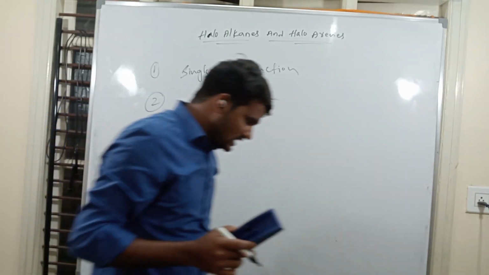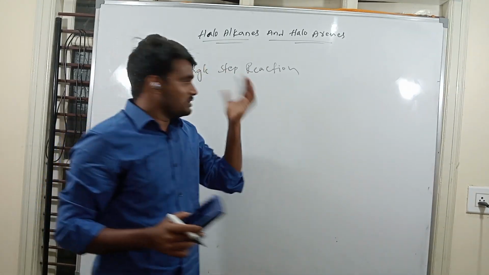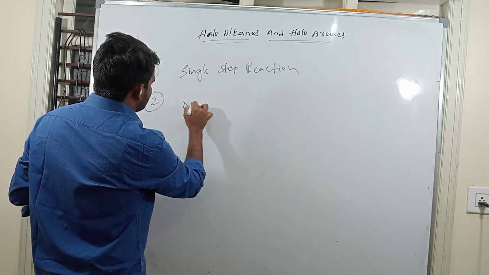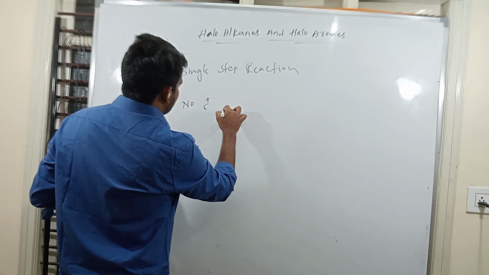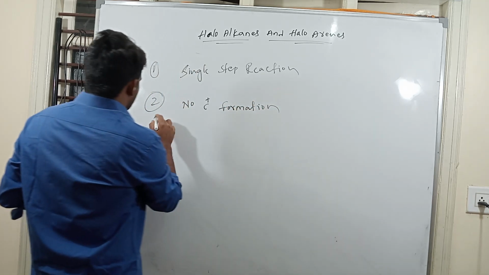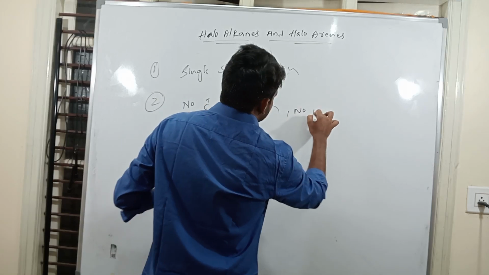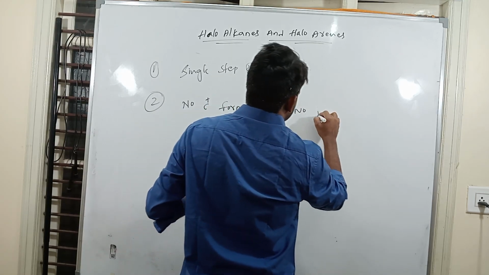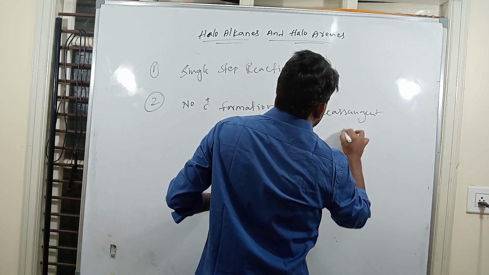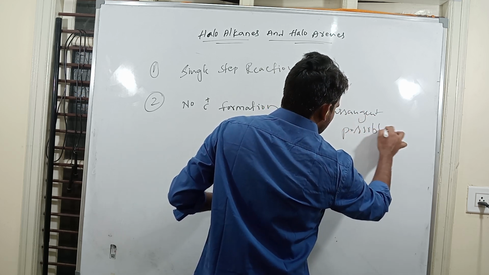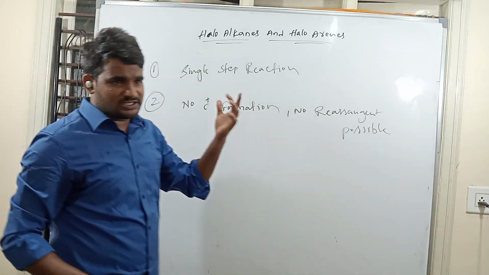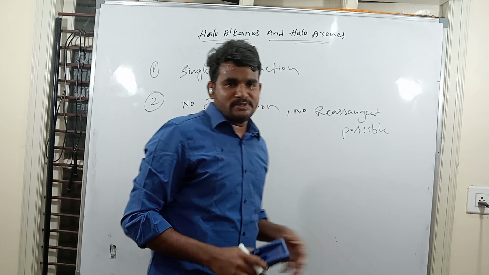The transition state is the rate determinant step. Okay. The second one is no carbocation formation. So no rearrangement is possible. If you have carbocation formation, rearrangement is possible. Here there is no carbocation formation, only transition state formation. So no rearrangement is possible.